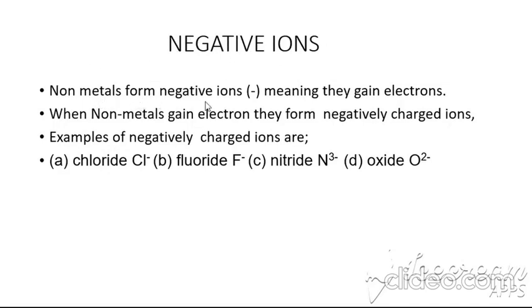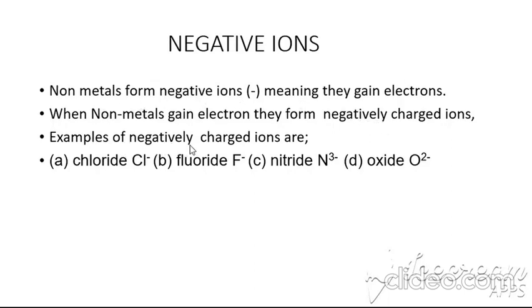So non-metals form negative ions, meaning they gain electrons. If you can remember clearly what I said about the positive ions, I said metals form positive ions, meaning that they lose electrons. So this is just the opposite of the other. When non-metals gain electrons, they form negative charged ions. And for metals, if metals lose electrons, they form positive charged ions. I'm sure you're clear on that one. So if you know the negative ions, it's just the opposite for the positive ions.